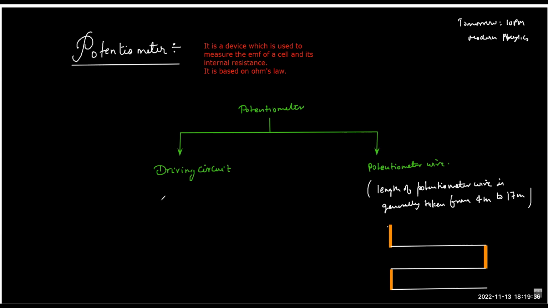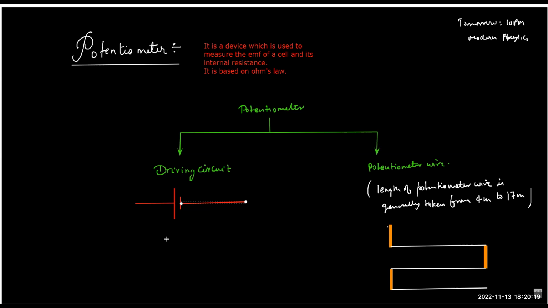The driving circuit will have something called a cell called driving cell. So the driving cell will have a value which is typically more than the EMF to be measured. So let's say if you wish to measure EMF of value 1.5 volt, so you will keep your driving cell more than 1.5.